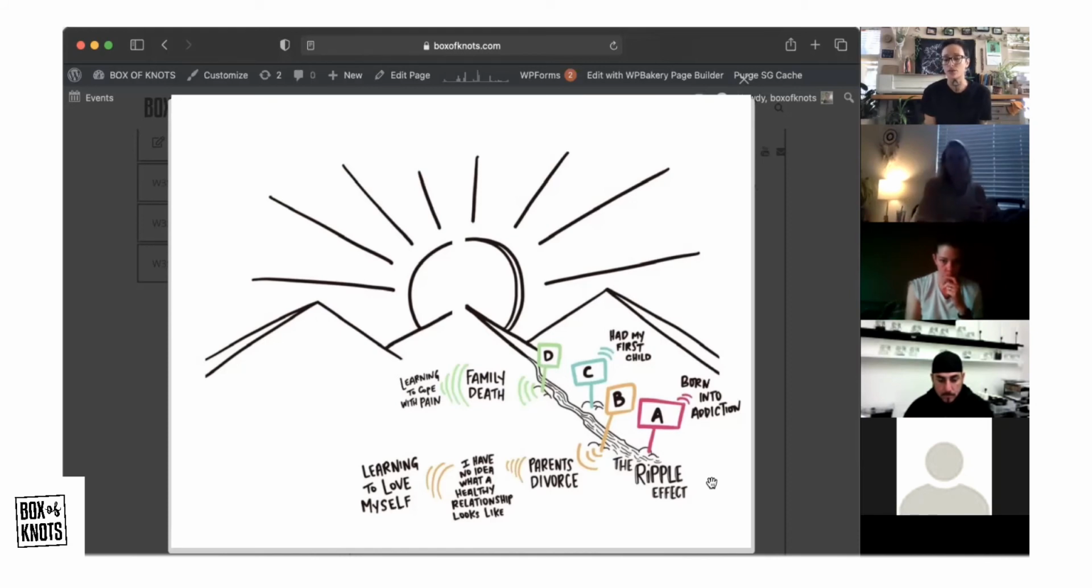But for a quick example, the divorce had its own ripple effect: I have no idea what a healthy relationship looks like. And then that rippled out to learning to love myself and where I'm at right now. For C, I had my first child. That has its own ripples. And right after that, I had a death in the family. So I was learning to cope with the pain and to give up expectations that I had about my life. That was a transition point.